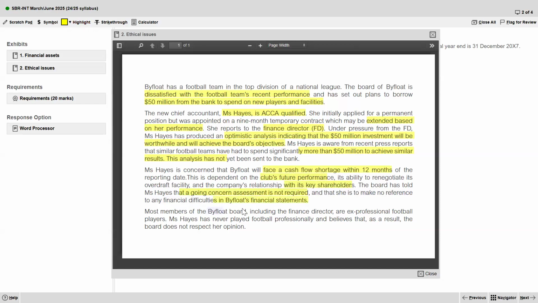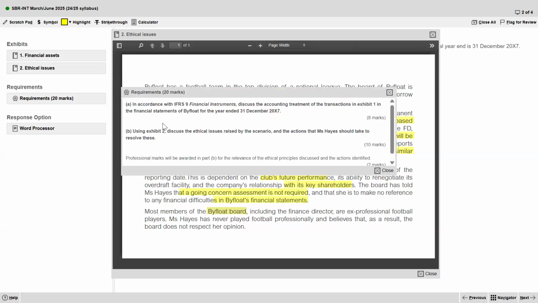Most members of Bifloat's board, including the finance director, are ex-professional football players. Ms. Hayes has never played football professionally and believes that as a result, the board does not respect her opinion. Now, what is the requirement of the question? Discuss the ethical issues raised by the scenario and the actions that Ms. Hayes should take to resolve these.